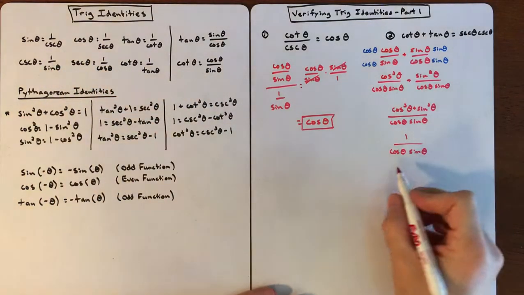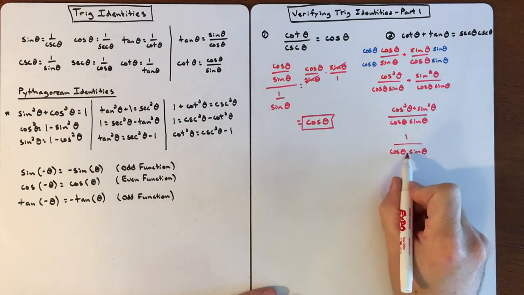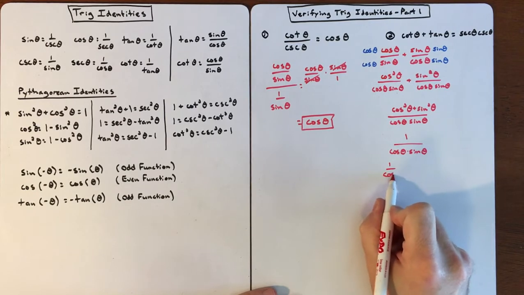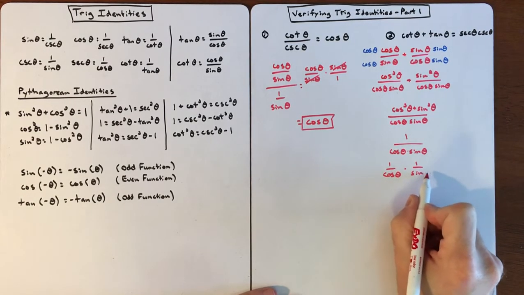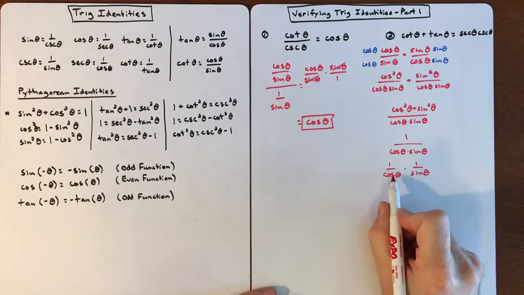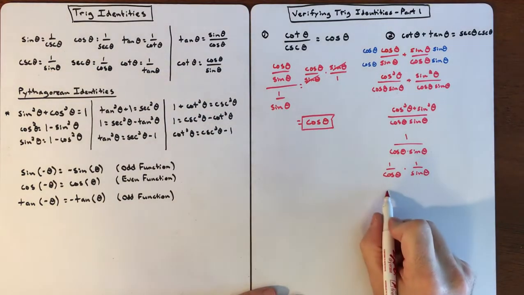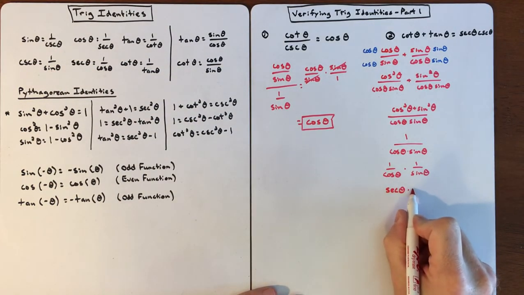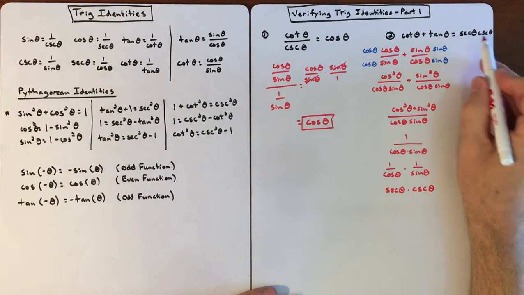They can come up, but if we want to break this up, if we have a multiplication in a denominator, we can treat it as two separate pieces multiplied together. And then 1 over cosine is secant, and 1 over sine is cosecant. And that is exactly what we were shooting for.